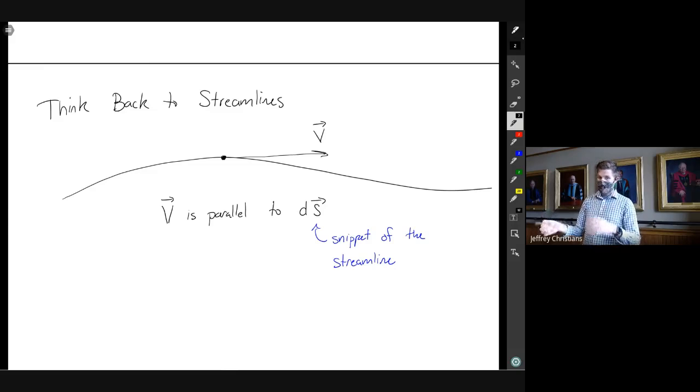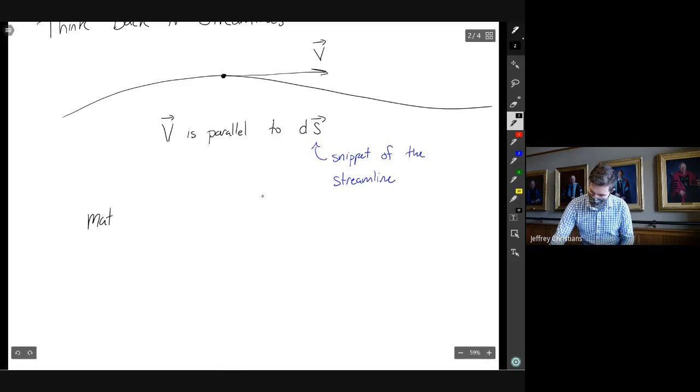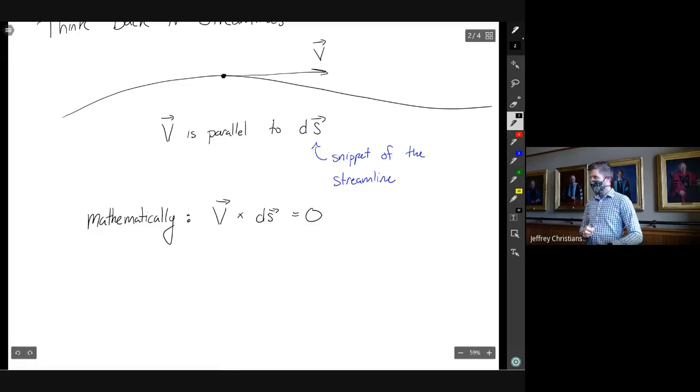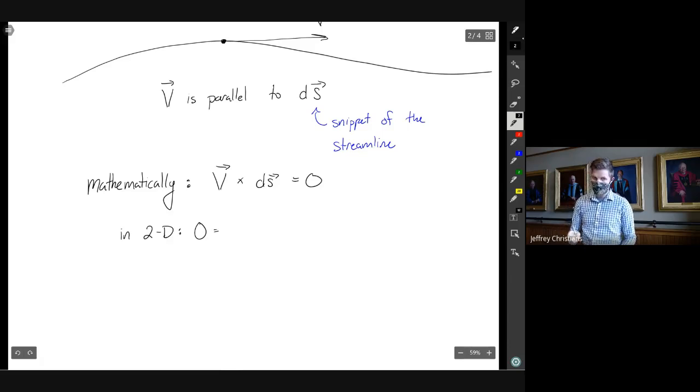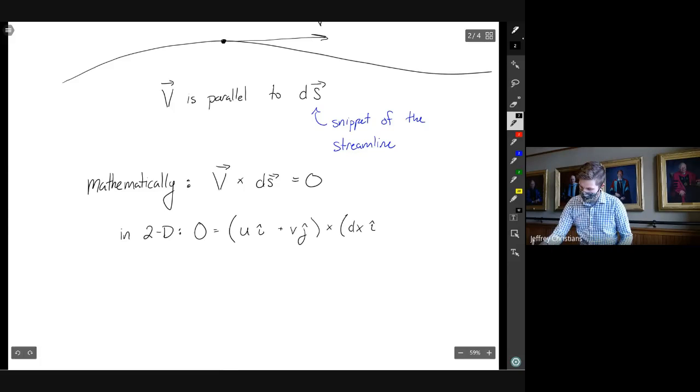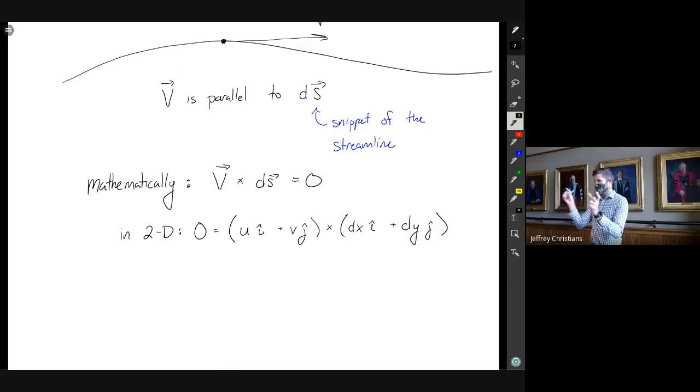We could write that mathematically: this would be v cross ds is equal to 0, which in 2D is 0 equals, our velocity is going to be u i hat plus v j hat. That's our velocity vector, crossed with the streamline, so the size in the x direction, i hat, plus the size in the y direction, j hat. Right, just taking the cross product of these two different things.